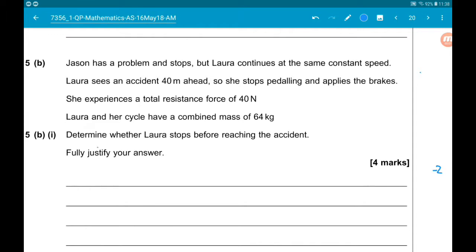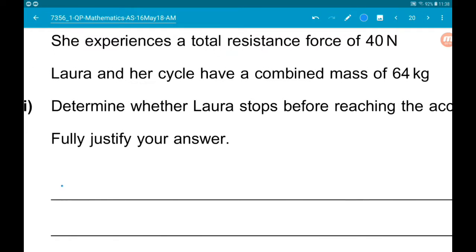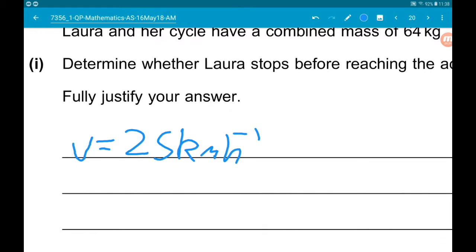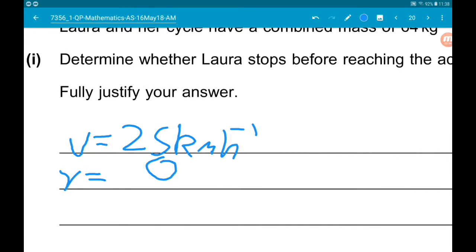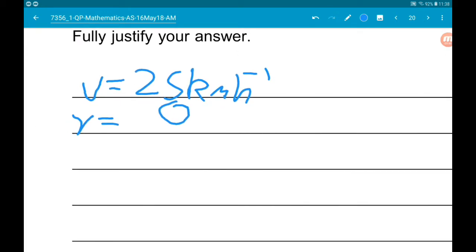Okay then, so let's pull out the important information and see what we can do with it. So we know her initial velocity, u, is 25 kilometers per hour. We know that her final velocity, well, we want her to stop, so her final velocity is 0 meters per second. So we'll just leave that as 0 for a second. We know her displacement from the accident is 40 meters.